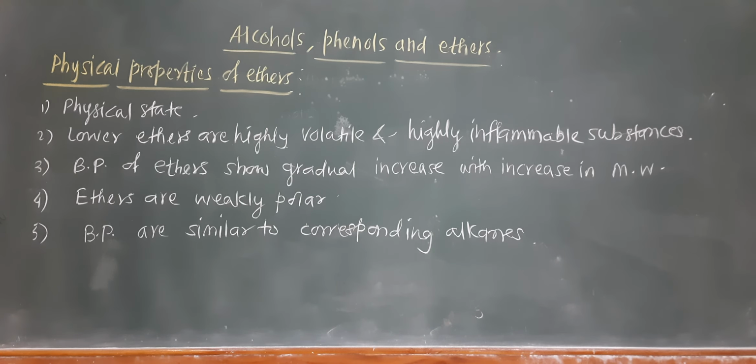Now we will see some of the physical properties of the ethers. The first point is about the physical state. Dimethyl ether and ethyl methyl ether are only in the gaseous form, whereas the remaining ethers are colorless liquids. They also have a pleasant odor. The second point is that lower ethers are highly volatile and highly inflammable substances. So they can catch fire very easily.